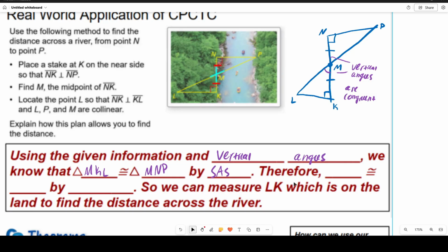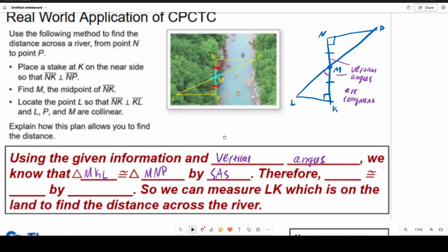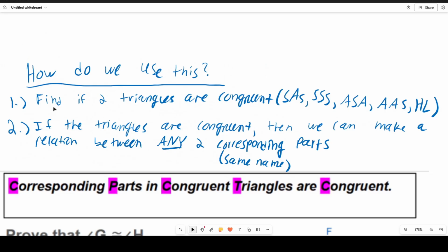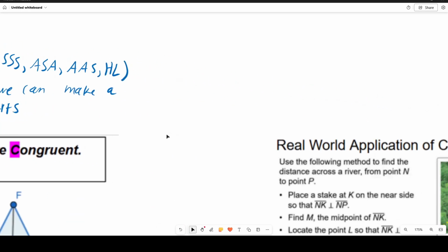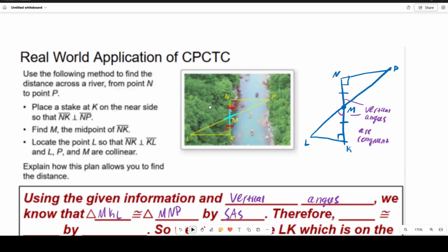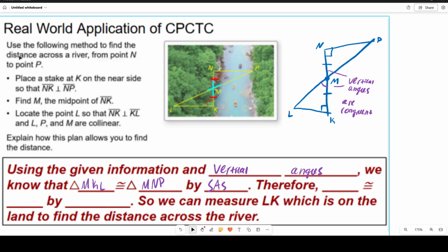Therefore, and this part is not super intuitive, but if you go back up to our steps, step 1 is to find if the two triangles are congruent. We found it. Yes, they're congruent by SAS. Step 2 is if the triangles are congruent, then we can make a relation between any two corresponding parts by CPCTC. So let's go back here. What's it asking us to find? It says find the distance across the river from point N to point P. So it wants us to find NP.